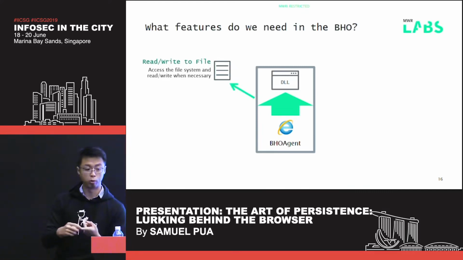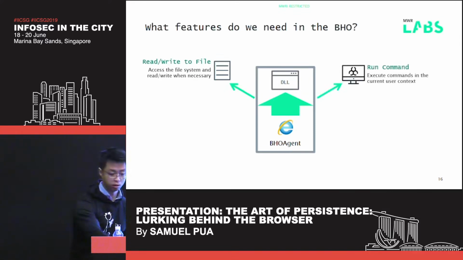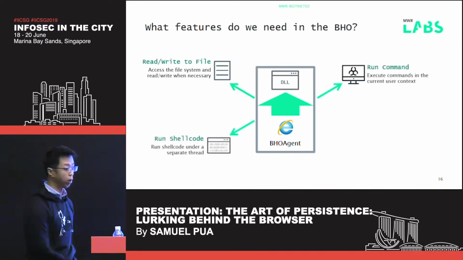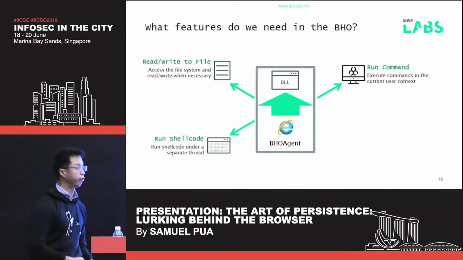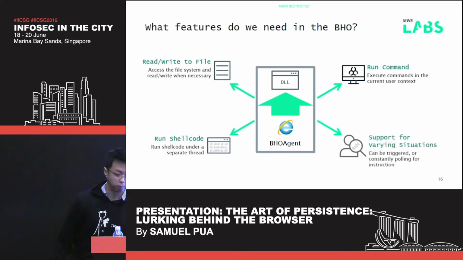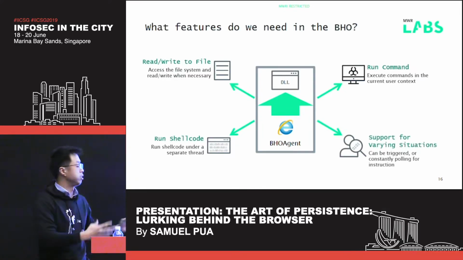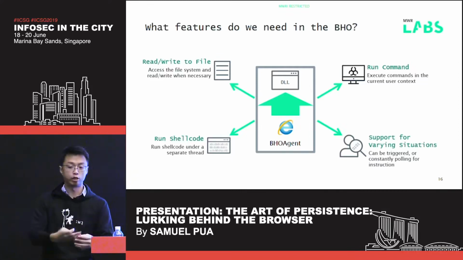We could also use it to exfiltrate data as well. We need to run commands for obvious reasons. We need to run shellcode. If our extended payload is a shellcode, then we can load it as a shellcode as well. And importantly, you need to support different situations, because the intention for this, again, is to use it as a stager to load something else.